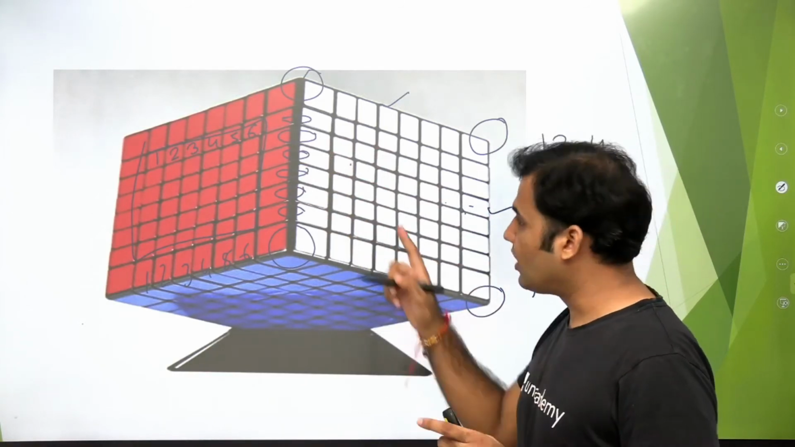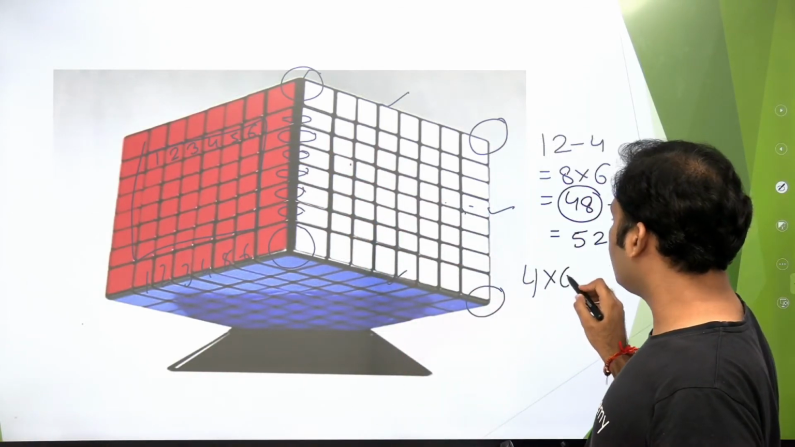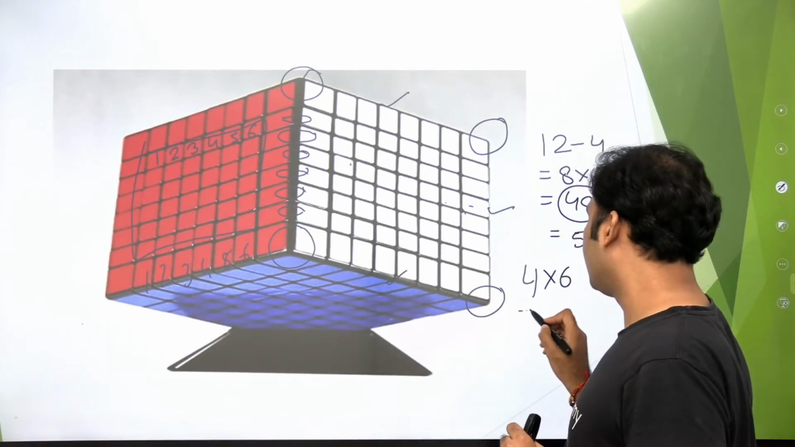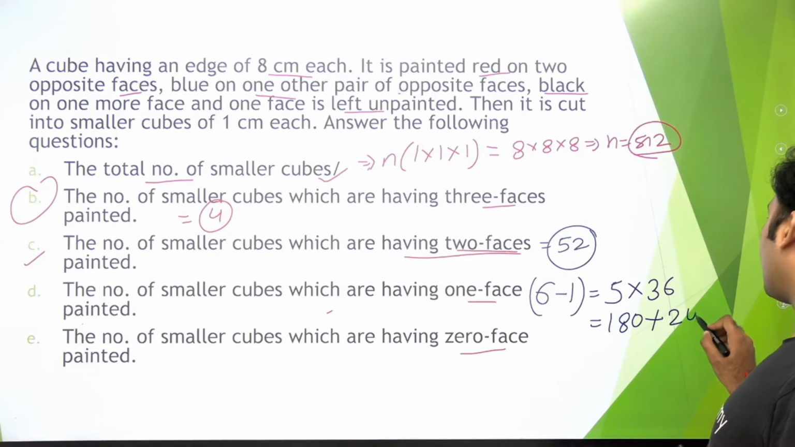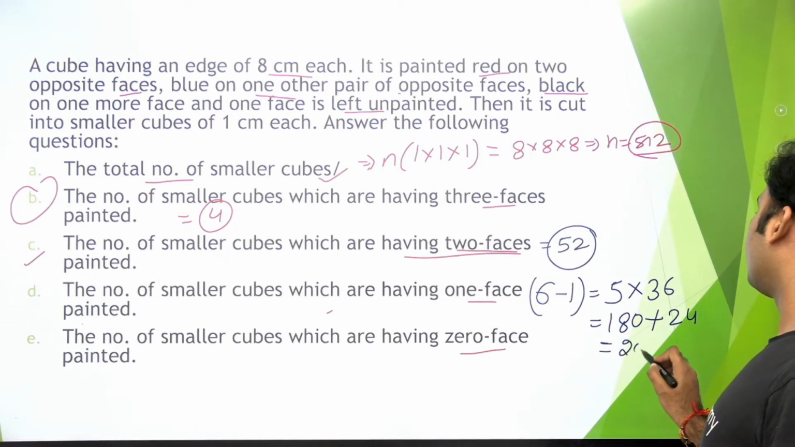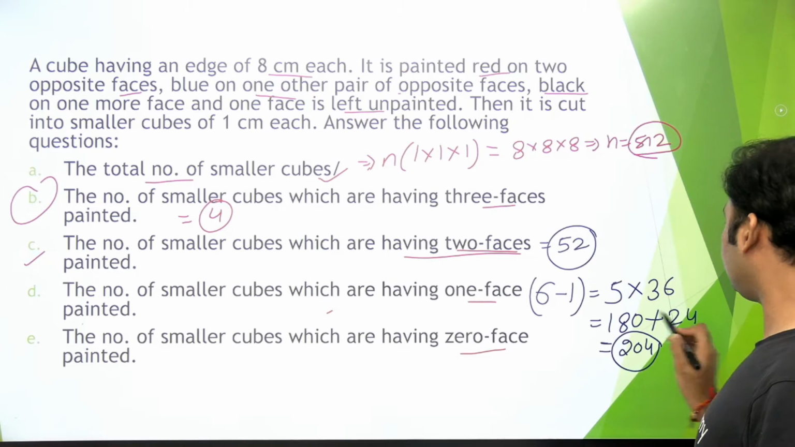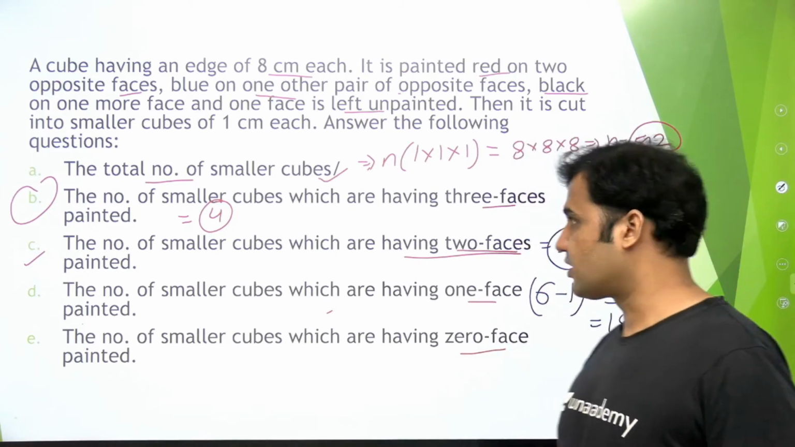4 edges. On every edge you have 6 cubes which have only one side paint. So 4 into 6 is 24. You will have to add 24 to this answer and you will get 204 as your answer. 204 will be the answer of this question.